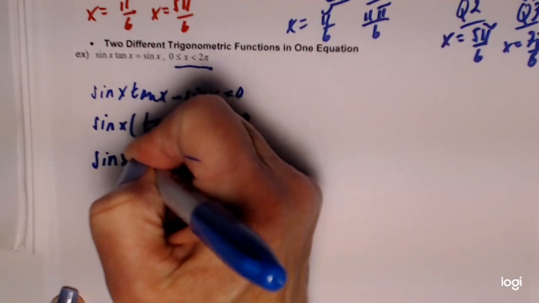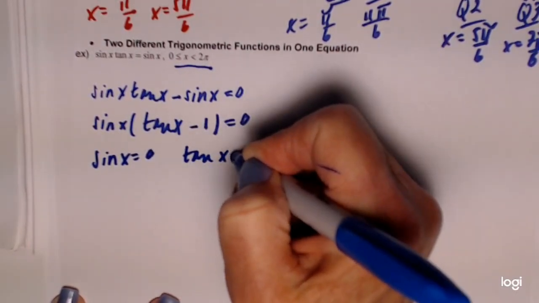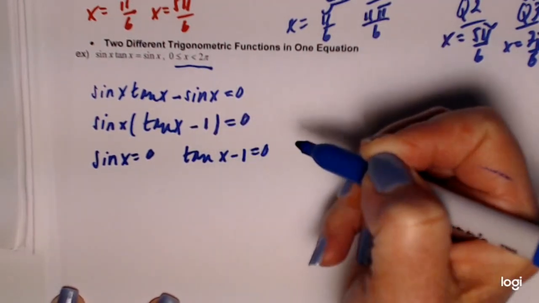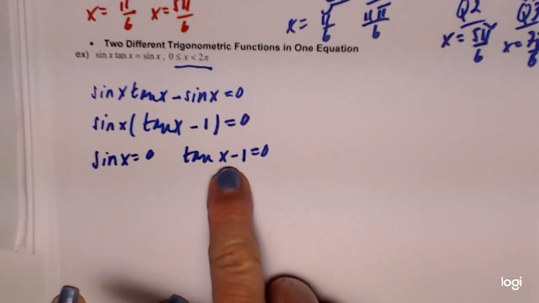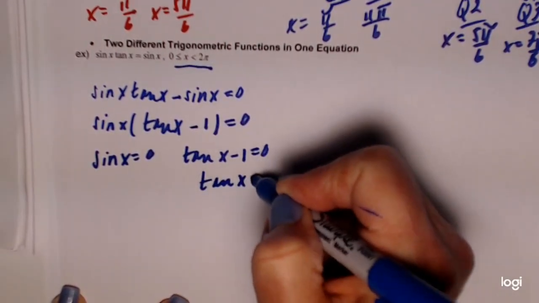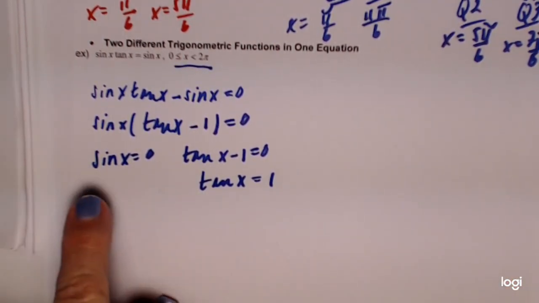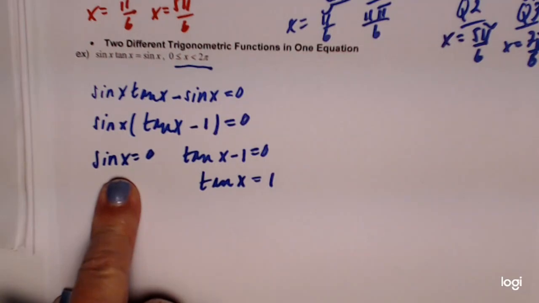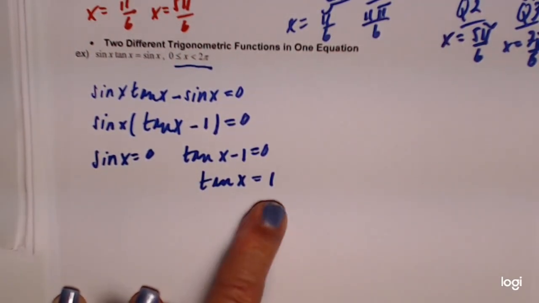So we get sine of x is equal to 0, and then we have the equation tan of x minus 1 is equal to 0. I'm going to solve this here, add 1 to both sides, and get tan of x is equal to 1. So now we have two statements. The sine of x is equal to 0, and the tan of x, another trig function, is equal to 1. So we have to consider our solutions here.